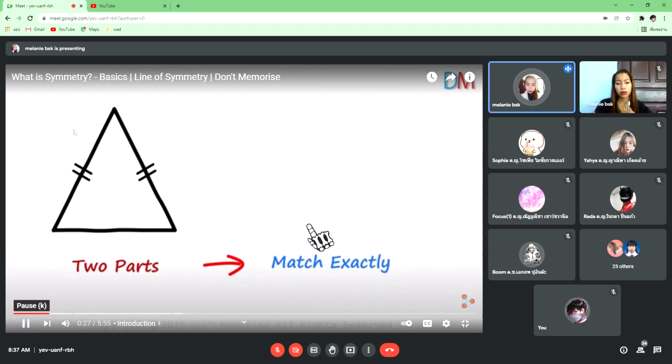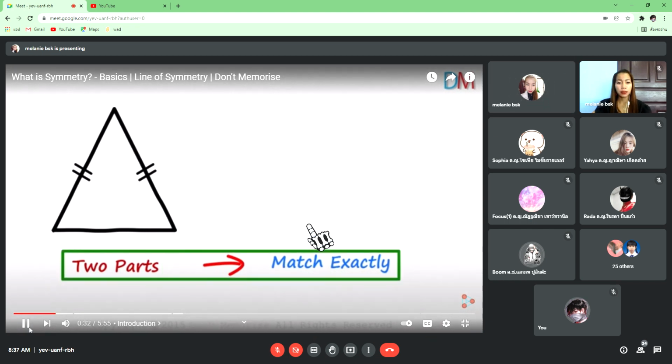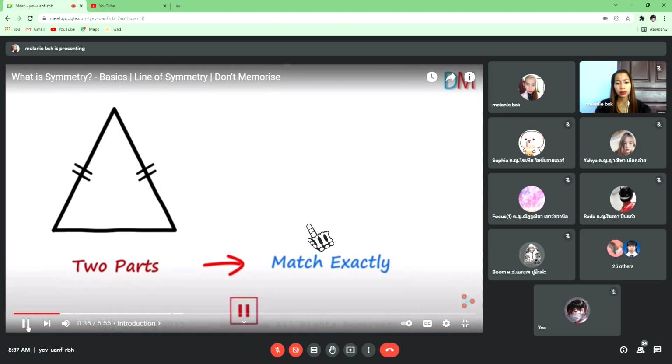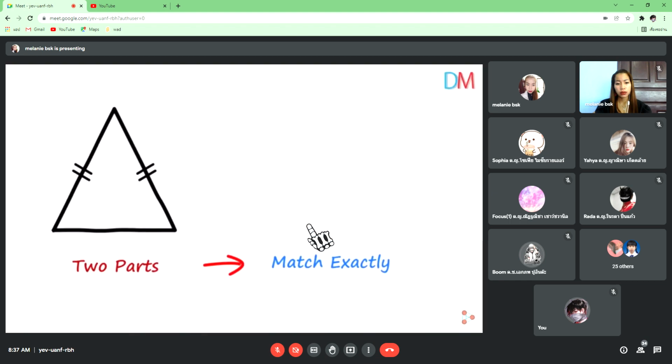We're going to fold it along a line such that both parts formed match exactly. Pause the video and give it a shot. It's easy and I'm sure most of you would have got it right.